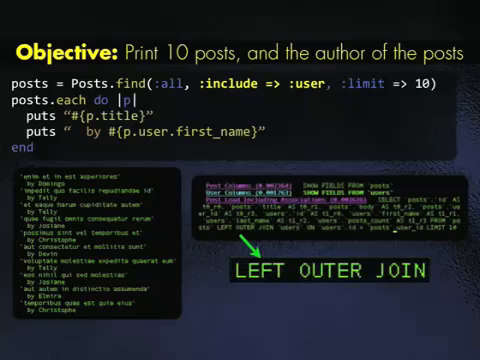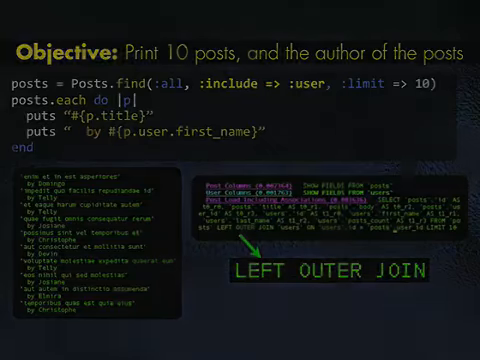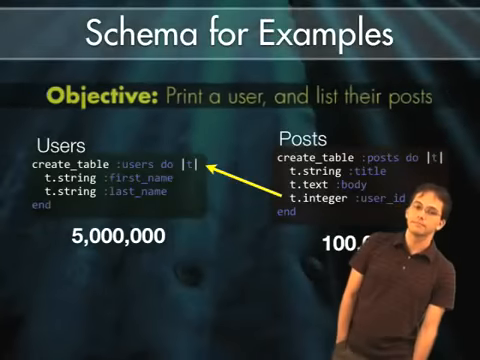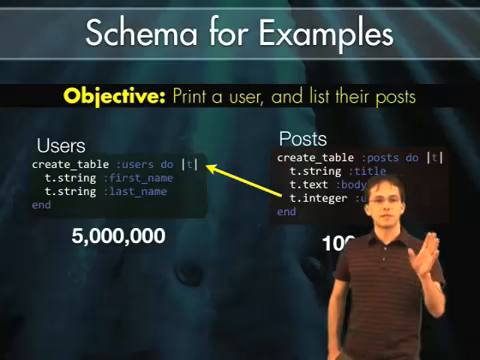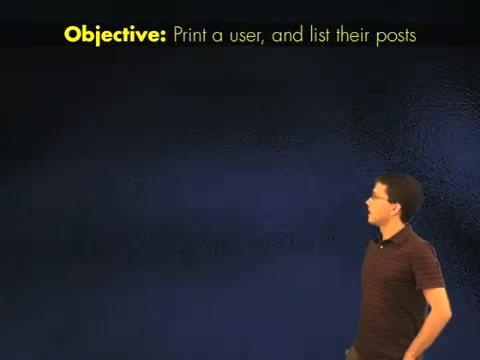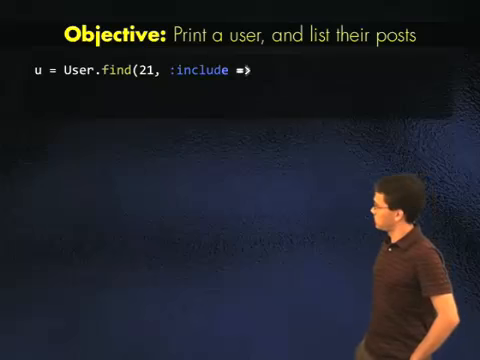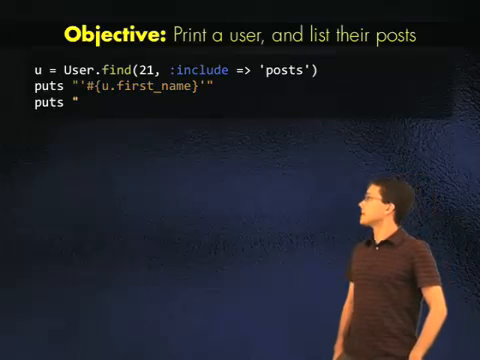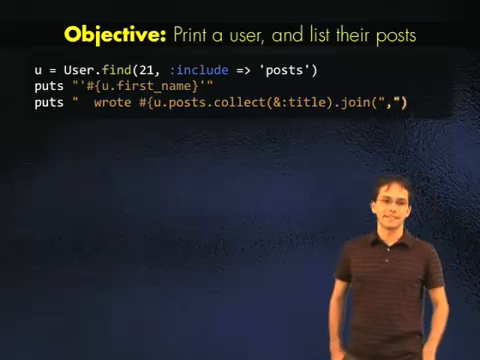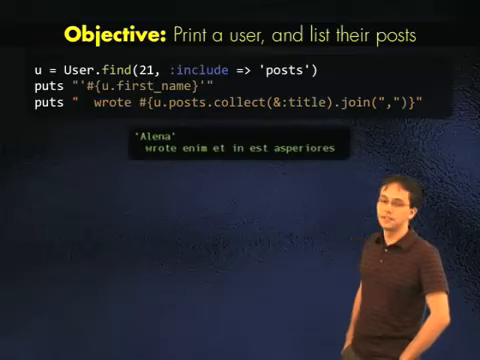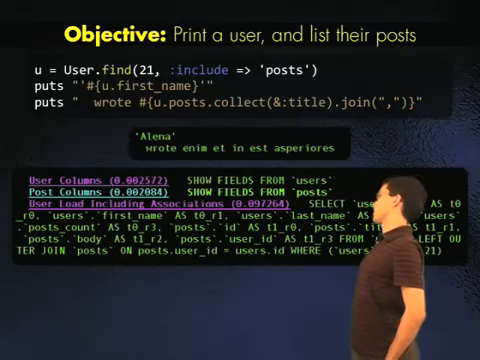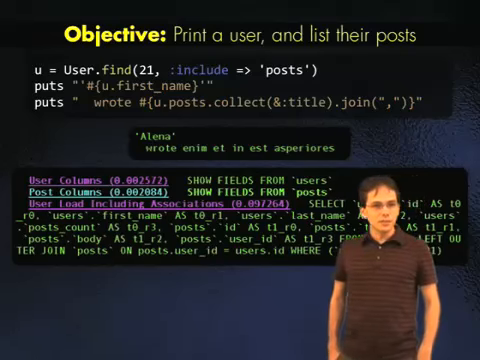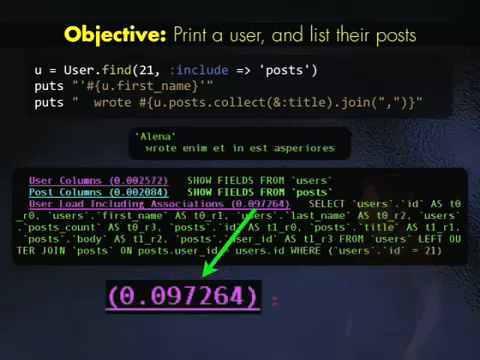As you might expect. Our next challenge is to print a user and list their posts. Kind of the other way around in the relationship. Our code might look something like this, where we fetch a user, print out their first name, and print out all the titles. If Elena only had one title, this could be the output. And here is the SQL that goes with it. But if we take a closer look at what's going on here, it's a little slow.